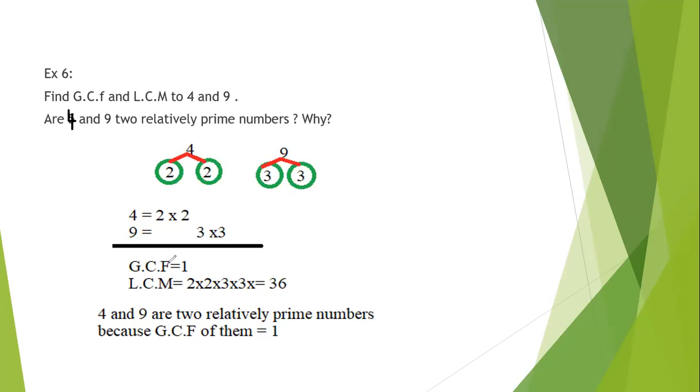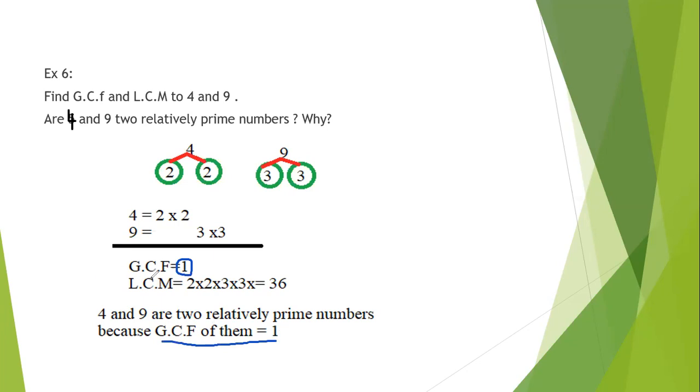GCF, so no common factors. So I will write 1. GCF, the common factor between 4 and 9 is 1. In this case, these two numbers are relatively prime numbers. Why? Because the GCF of them equals 1.